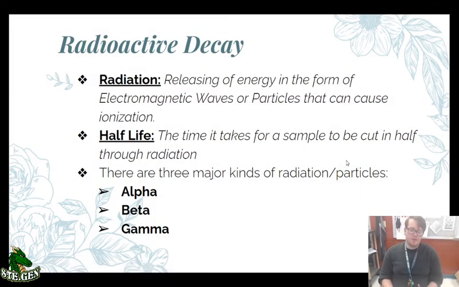Just a couple definitions, though, to make sure we understand what we're talking about here. Again, radiation is the releasing of energy in the form of electromagnetic waves or particles, and it's usually stuff that can cause ionization. It could be electromagnetic waves, that would be electromagnetic radiation. In this case, we're talking about particle radiation or nuclear radiation.